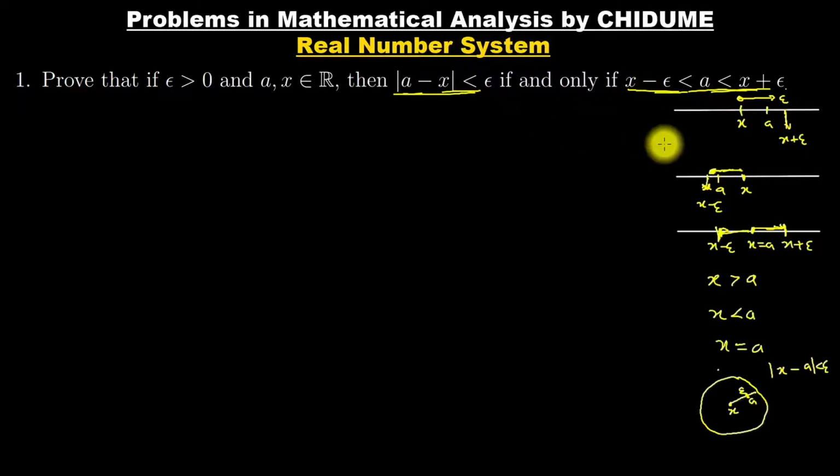Okay, if A is true, then B is true. If B is true, then A is also going to be true. That's a biconditional statement. And to combine those two statements, I will just say A if and only if B.